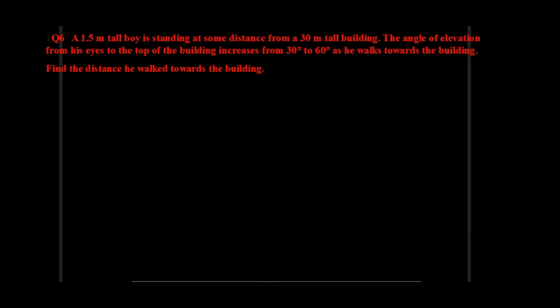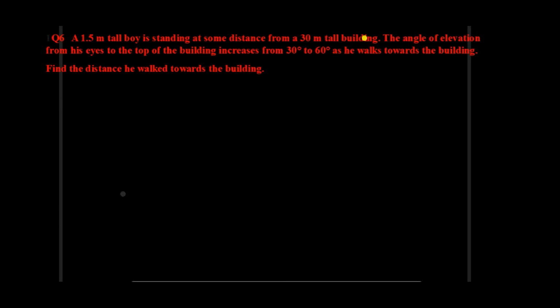Now let's do question number 6, applications of trigonometry, class 10. Question number 6 says, a 1.5 meter tall boy is standing at some distance from a 30 meter tall building. The angle of elevation from his eyes to the top of the building increases from 30 degree to 60 degree as he walks towards the building. Find the distance he walked towards the building.